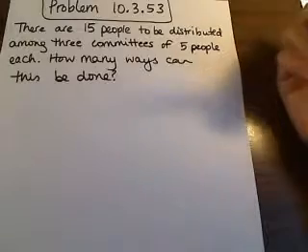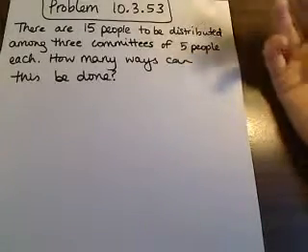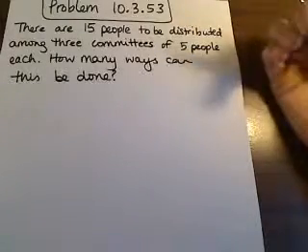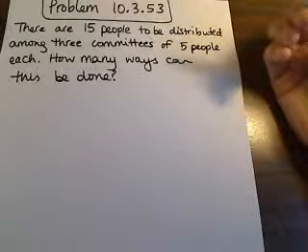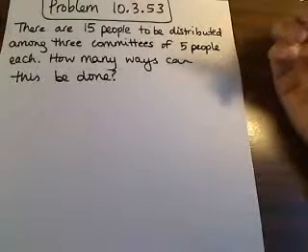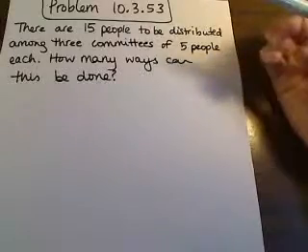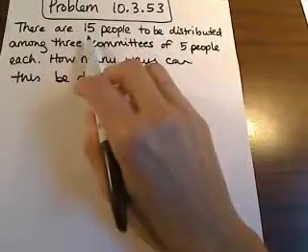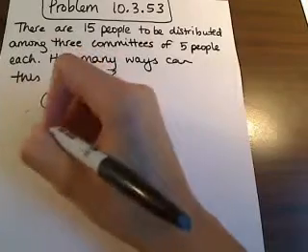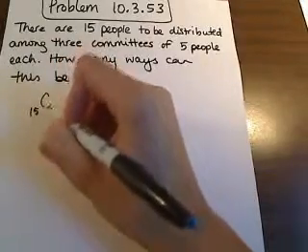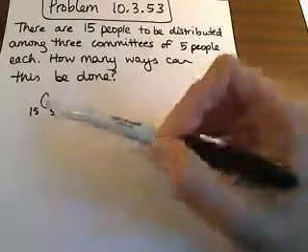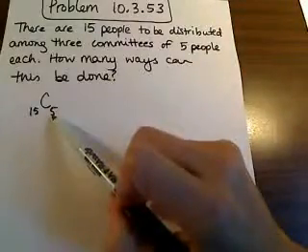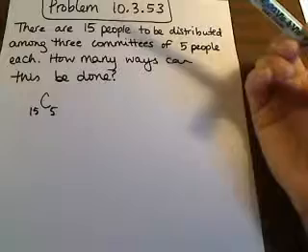So first of all, when you're choosing a committee like this and you're not assigning titles or anything like that, the order is unimportant, and so we're talking about a combination versus a permutation. So I'm going to start with the 15 people, and I'm going to take a combination of 15 people taken 5 at a time. What this represents is choosing 5 people out of the 15 to assign to the first committee.